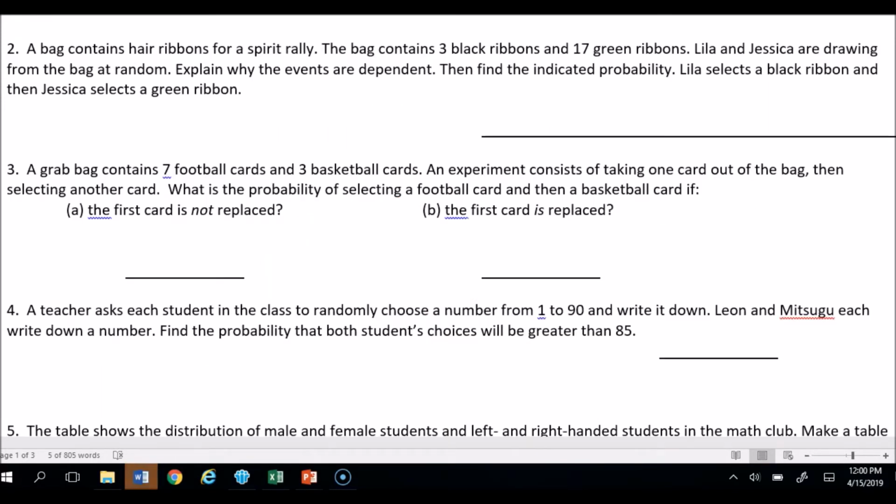Number 2 says a bag contains hair ribbons for a spirit rally. The bag contains 3 black ribbons and 7 green ribbons. Lila and Jessica are drawing from a bag at random. Explain why the events are dependent, then find indicated probability. Lila selects a black ribbon, and then Jessica just selects a green ribbon. First of all, the ribbons are in a bag. So if we want to talk about why they're dependent, it's because she didn't put it back.